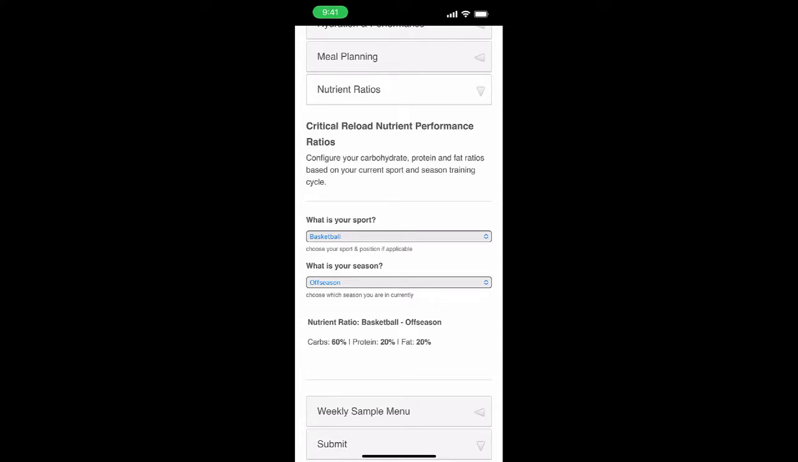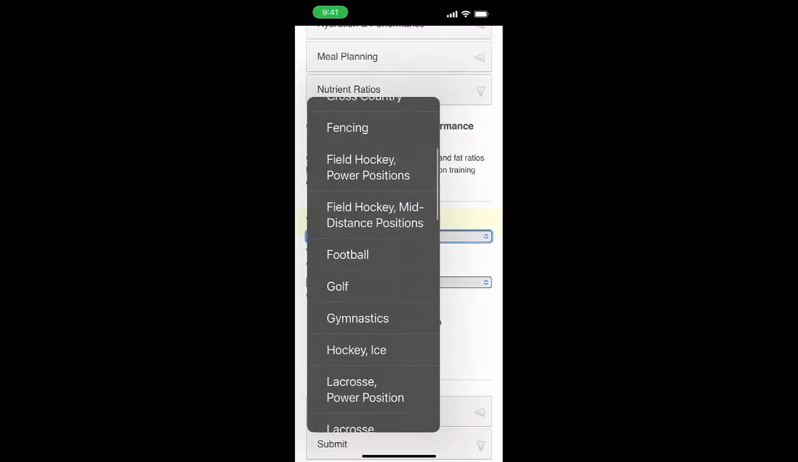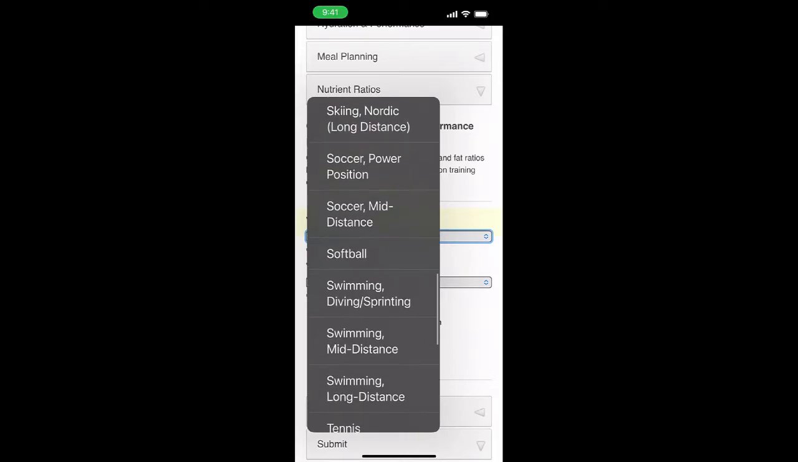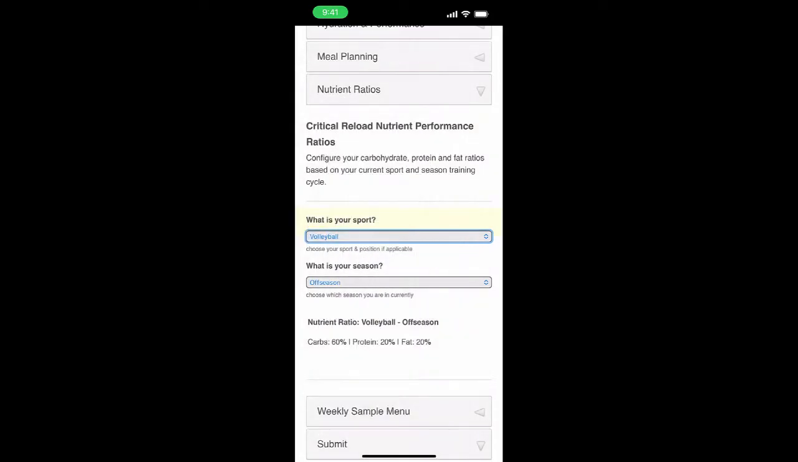If you're a multi-sport athlete, the nutrition calculator is going to be invaluable for you because it's going to accommodate your nutritional needs based on the season respective to your sport. So in this example, you can see all the different available options here. I'm going to choose volleyball player, and it's the off season.